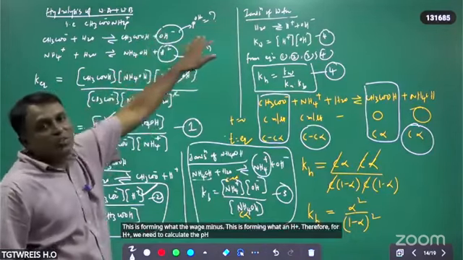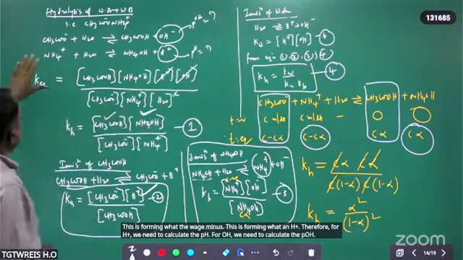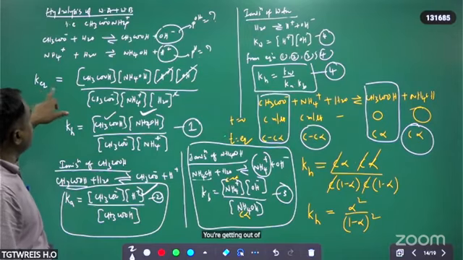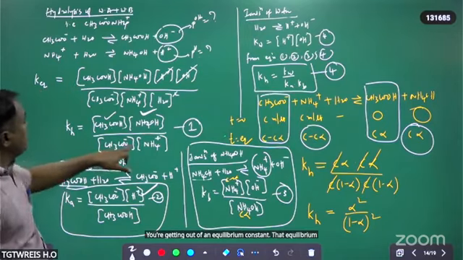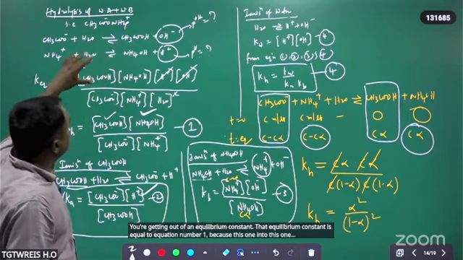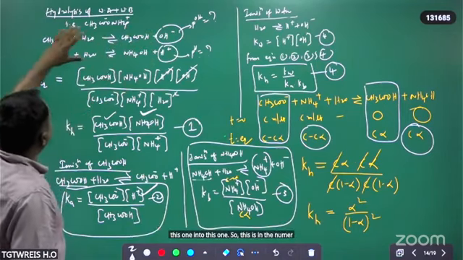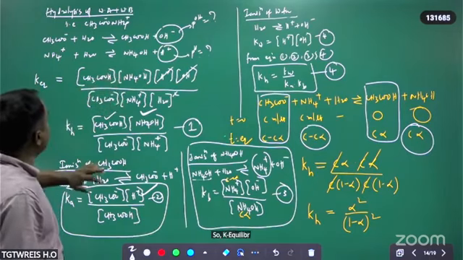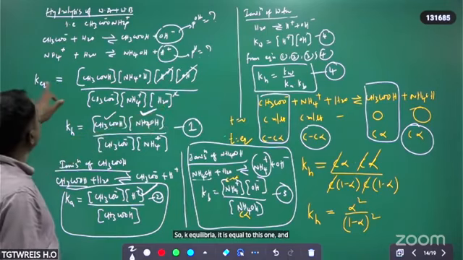For OH, we need to calculate the pOH. So, by combining these two, you will get an equilibrium constant. That equilibrium constant is equal to equation number 1, because this one into this one, this one into this one. So, this is in the numerator and all these four parts are in the denominator now. So, K equilibrium is equal to this one. And this concentration into this K equilibrium.